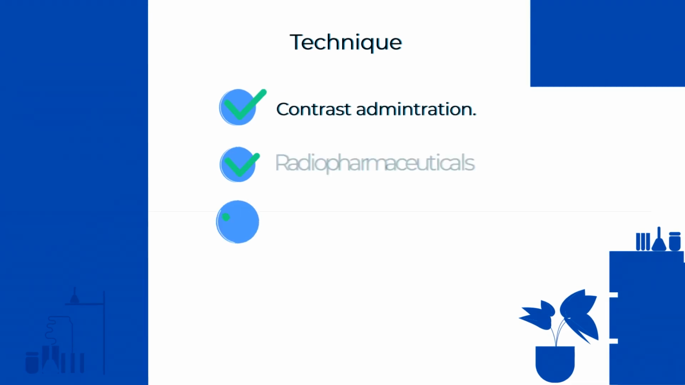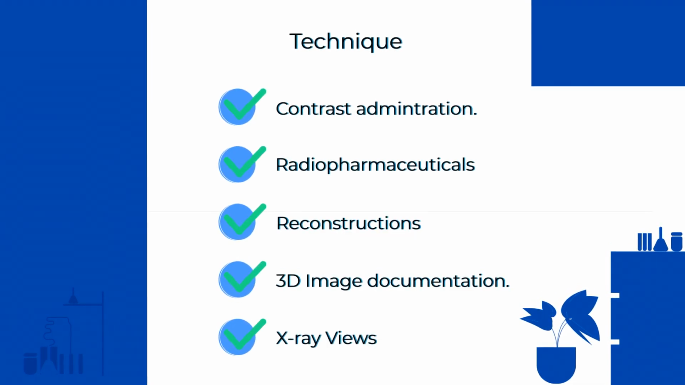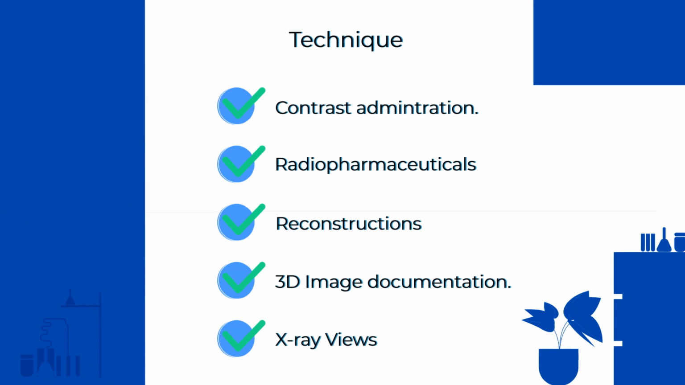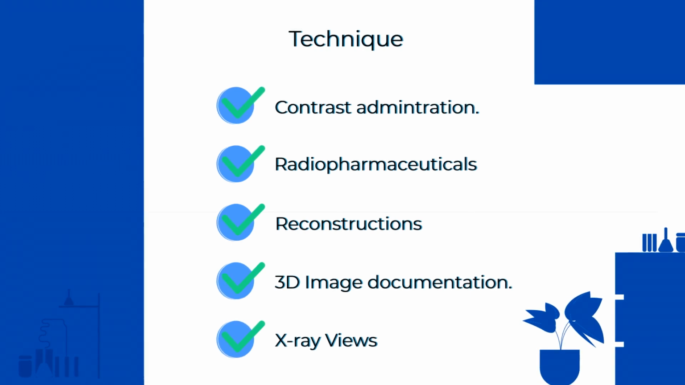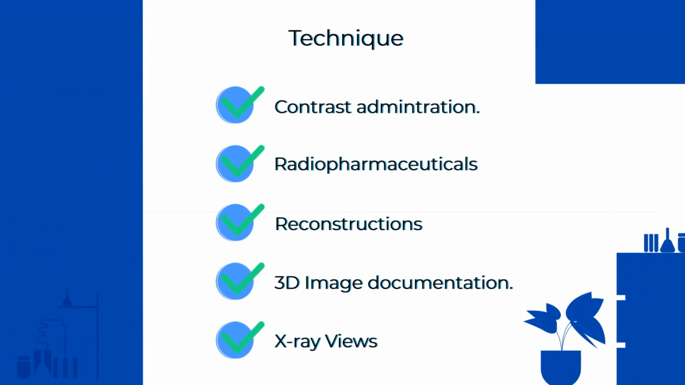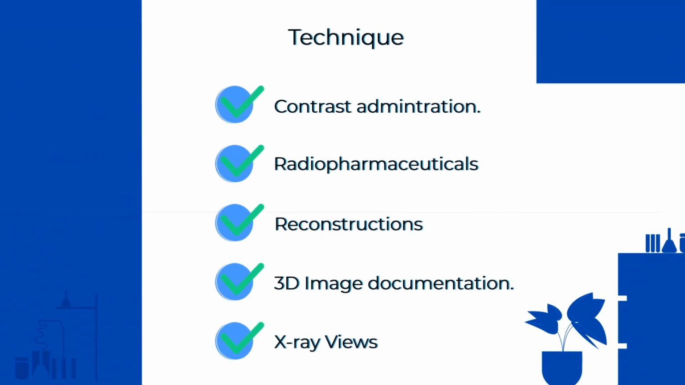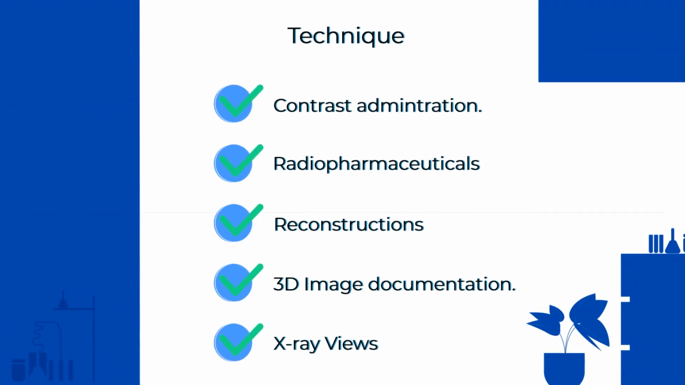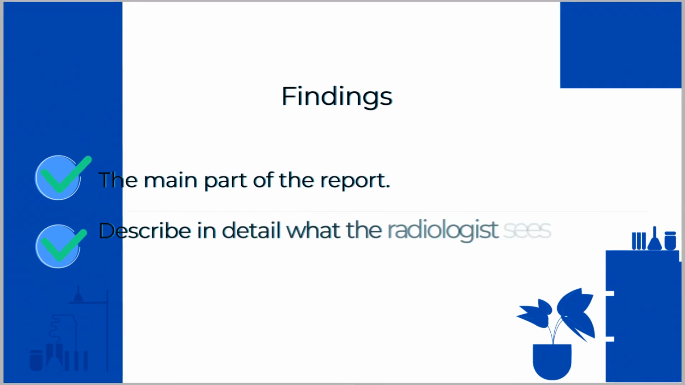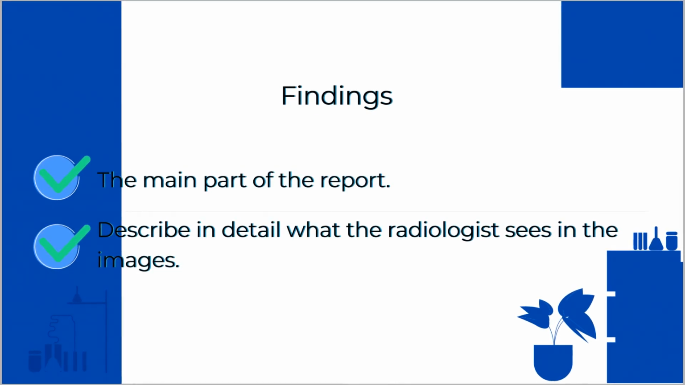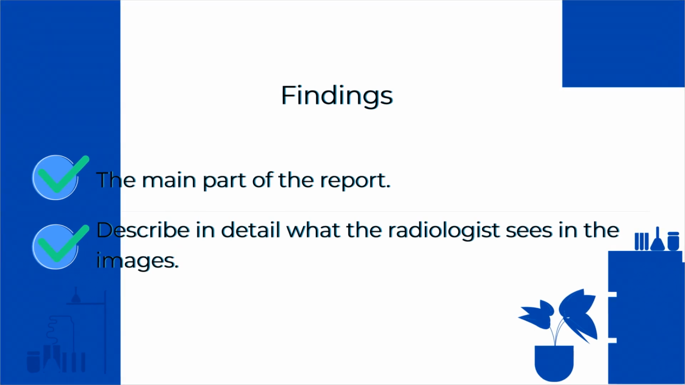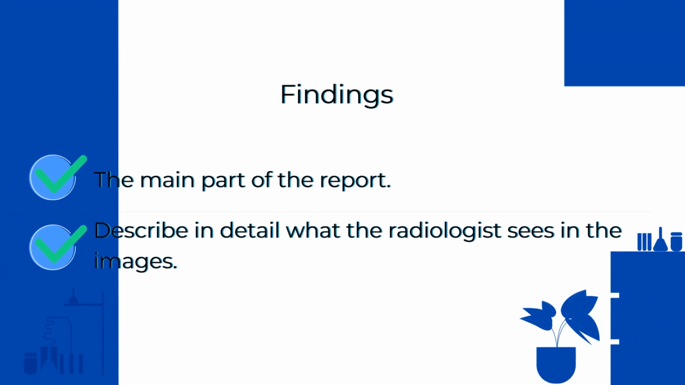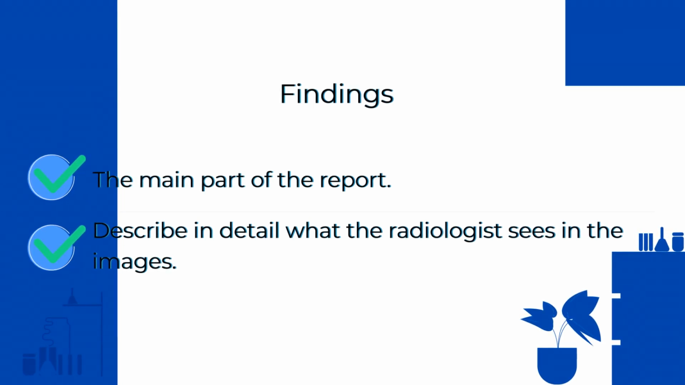Technique. This section describes what contrast or radiopharmaceuticals were used, with specifics like dose or route, medications, devices, and complications. This area is also where scan details are reported, such as 3D reconstruction documentation. This area might be omitted in general radiology and replaced with views done instead. Findings. The bulk of the report describing what the radiologist sees using precise anatomic and radiologic terms. This includes potential limitations. Any factors like patient motion that might affect accuracy.